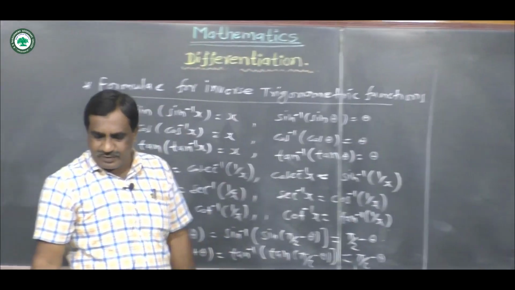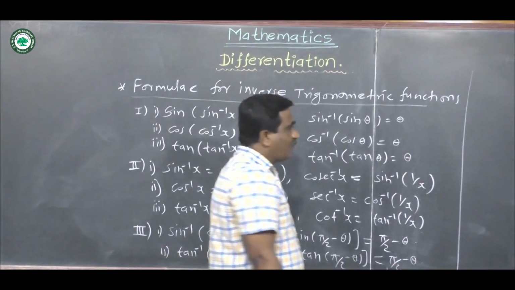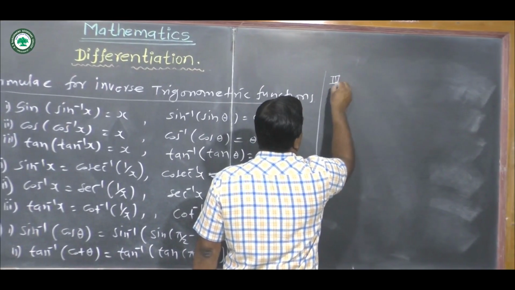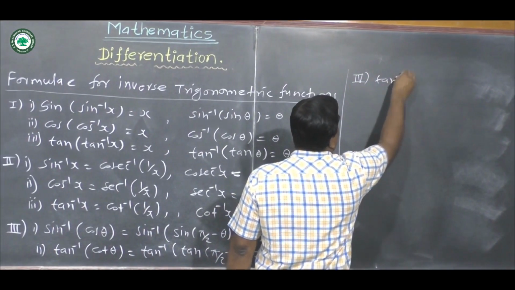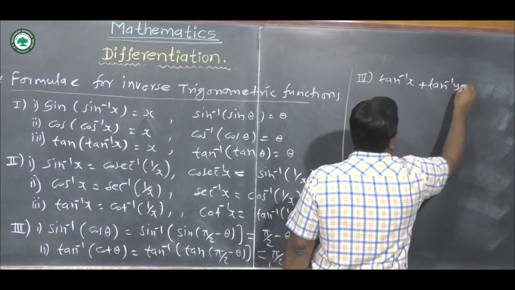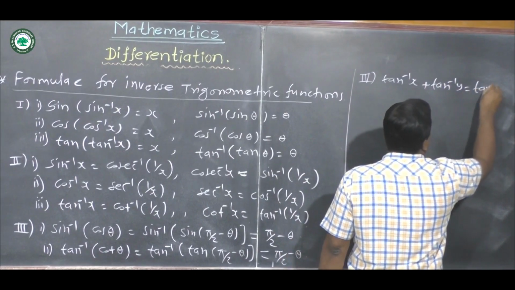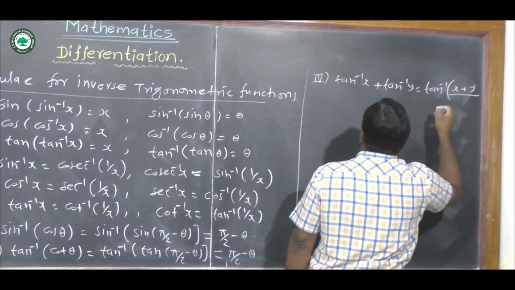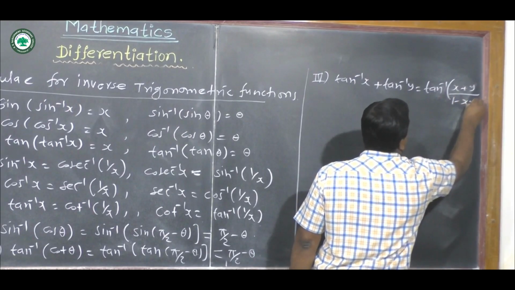Again we can write an important formula here, number 4: tan inverse of x plus tan inverse of y is equal to tan inverse of x plus y upon 1 minus x into y.